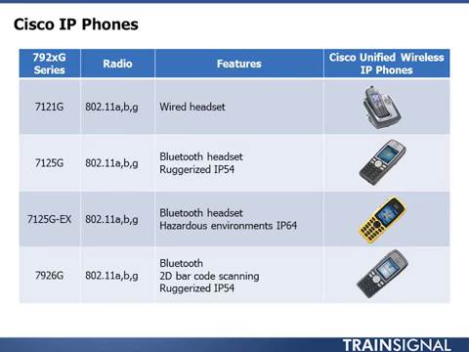And then the last one is the 7926G, and this one has the capability of doing 2-dimensional barcode scanning, as well as being in a ruggedized format.